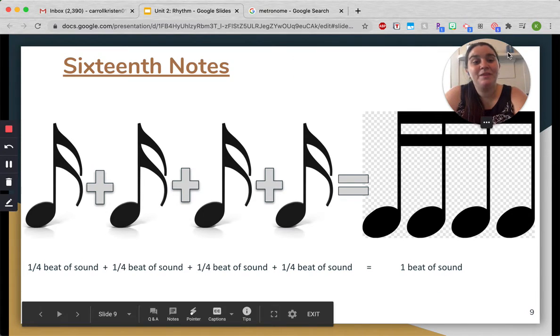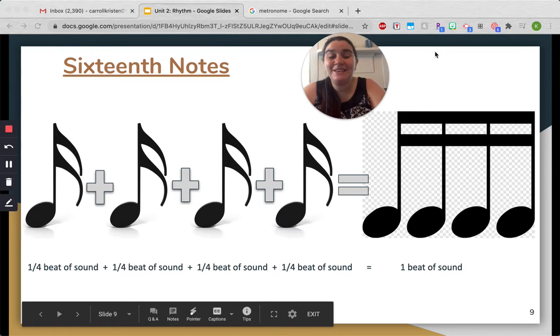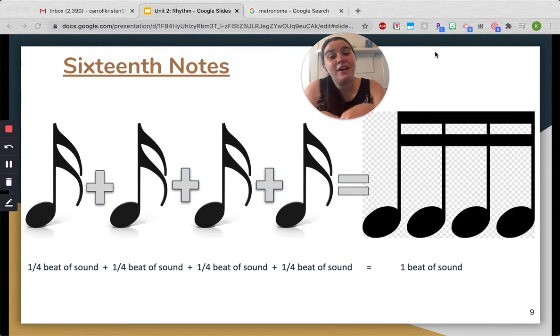Typically in music, you're going to find four 16th notes beamed together. Just like our eighth notes, there's two usually together. With 16th notes, usually you're going to find four of them together. So one 16th note plus another, plus another, plus another, which is a quarter beat of sound plus a quarter beat plus a quarter beat plus a quarter beat equals one beat of sound. And it just looks like our beamed eighth notes, but now there are four notes together. Instead of having one beam, there are two beams, just like our individual 16th notes have two flags.